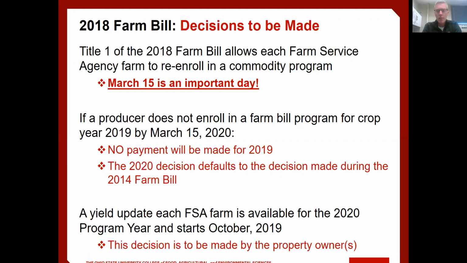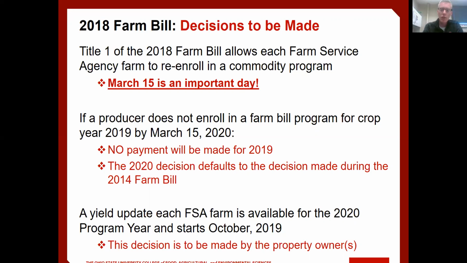This Farm Bill is authorizing a new decision. However, your first decision here in 2019 will be for both 2019 and 2020. So it is a 2-year decision up front. Then after 2020, it becomes an annual decision. So producers get to make a new decision and a new election in 2021, 2022, and 2023.